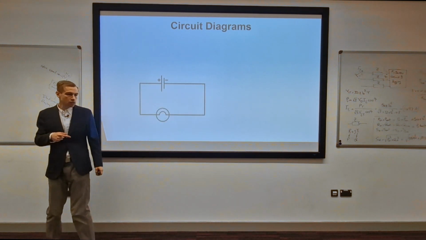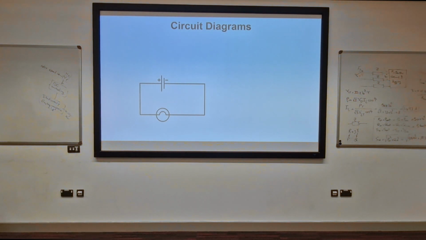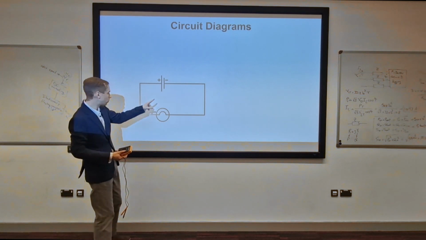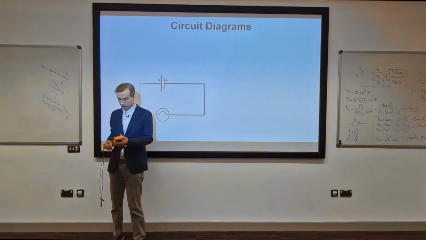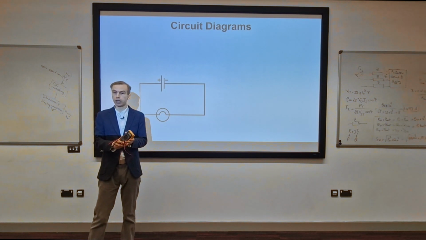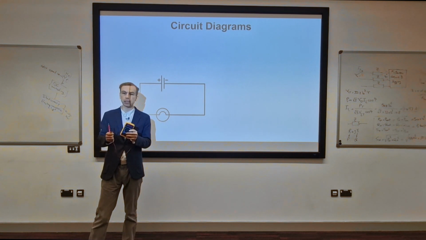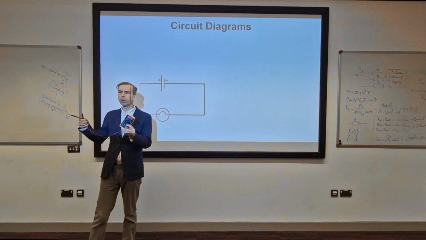Now, if we've got a circuit, something we're very often interested in is what's the current in the circuit? So we're going to have some current flowing through here, and we want to know how much is flowing. So we'd want to use something like this. This is actually a multimeter, and we can use it to measure the current with these probes here. Who's used one of these before?